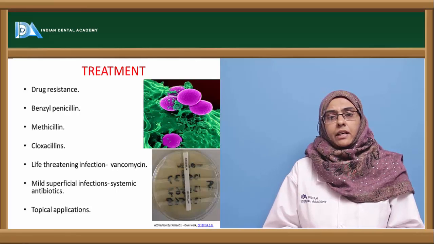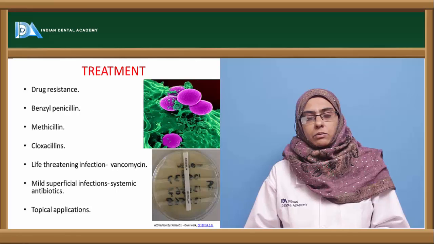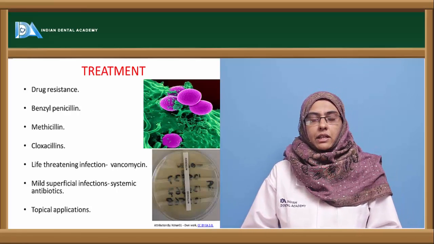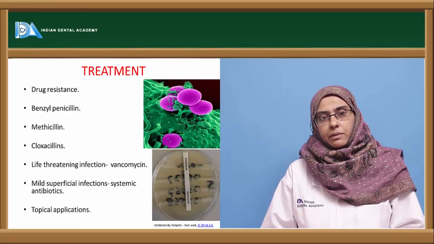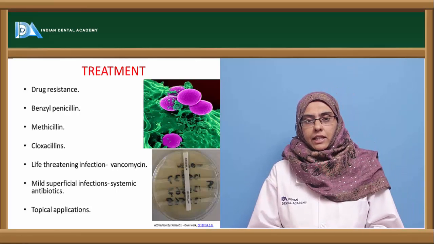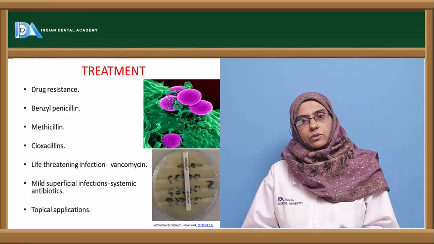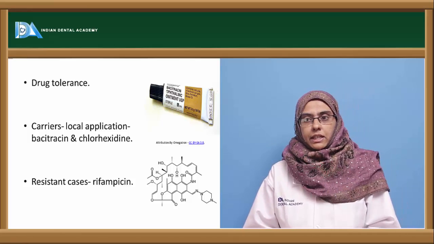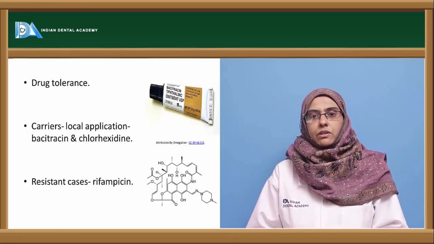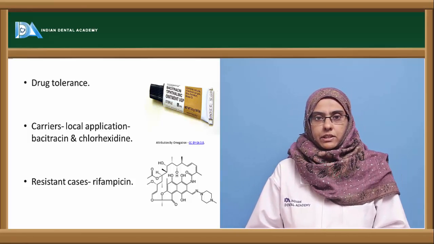Coming to the mild superficial infections, here systemic antibiotics are mostly used to treat the infection, and for life-threatening infections you can go for vancomycin. Topical application is not suggested in the case of staphylococcal infection, but it is mostly used in the carriers who carry the infection. So in the carriers, local application of bacitracin and chlorhexidine is mostly used to reduce the infections.